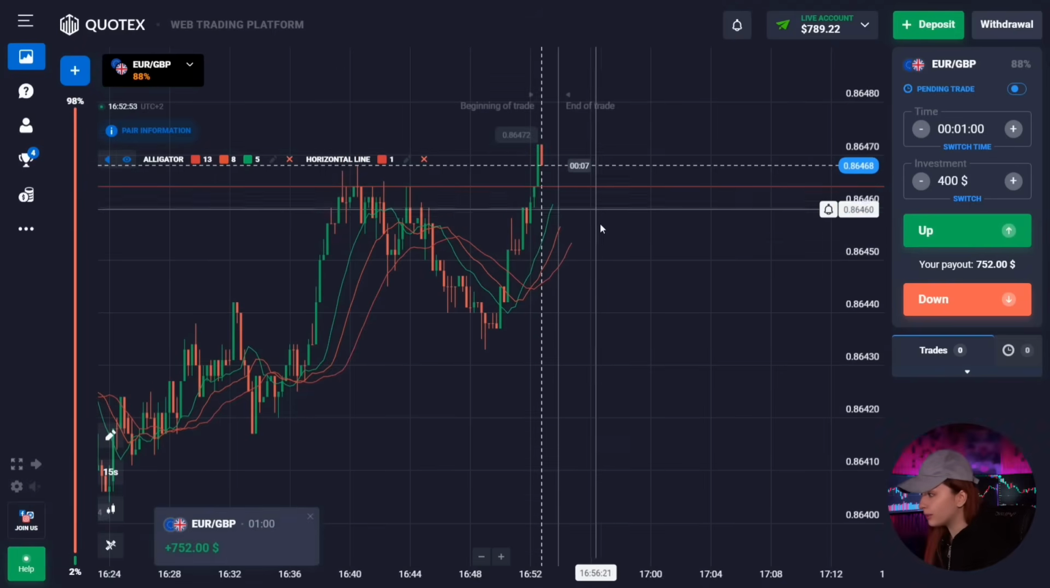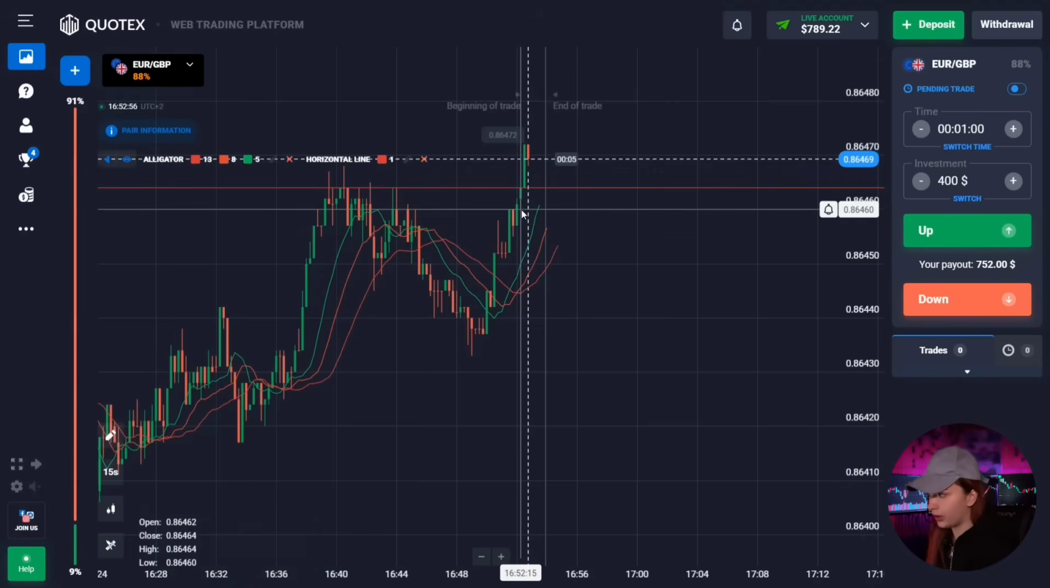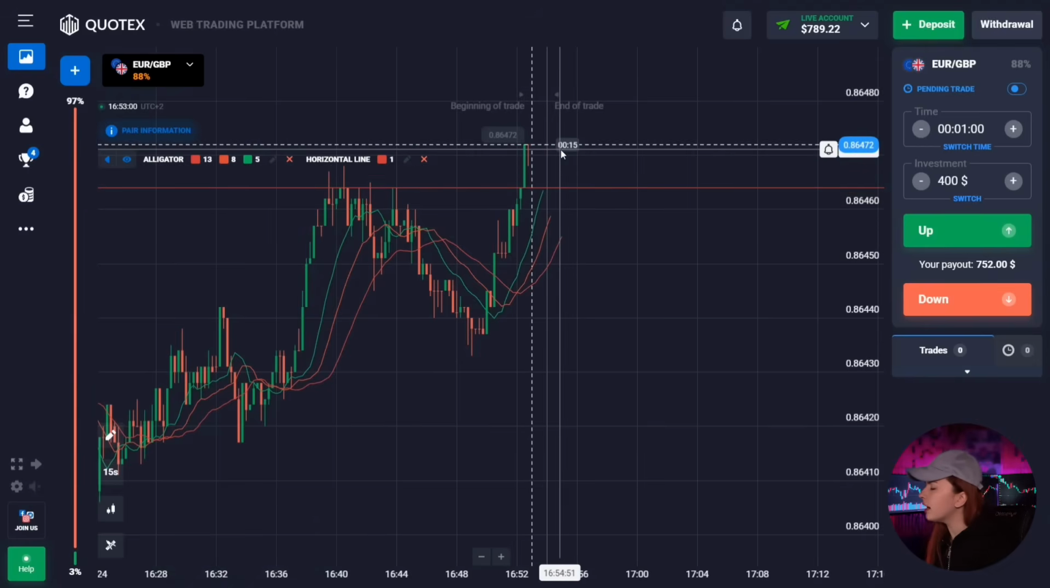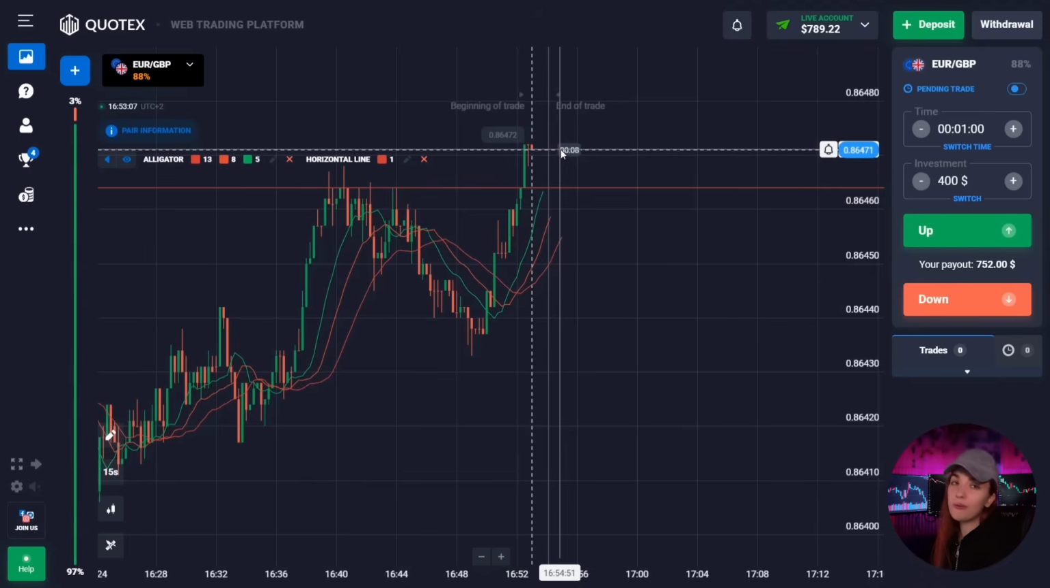So, not bad at all. The price really continued to move up. Also, the resistance level was broken. Here we got a gorgeous and confident profit. Guys, also at the same time, as you can see, the indicator tips were again correct.